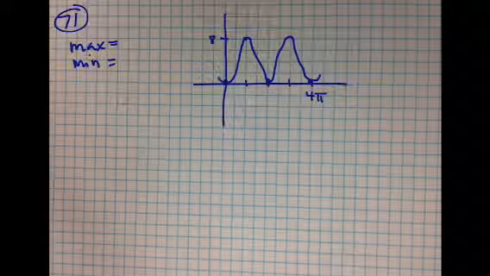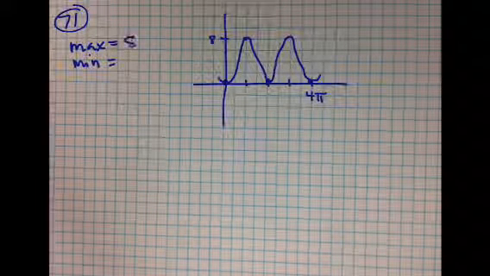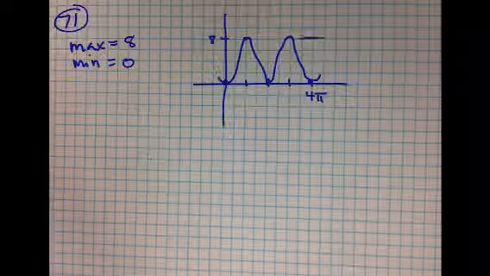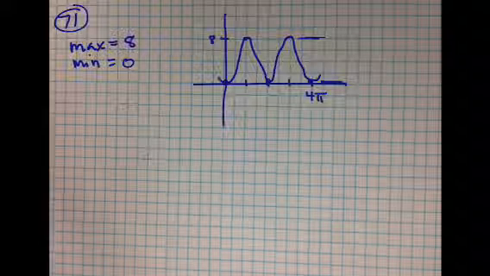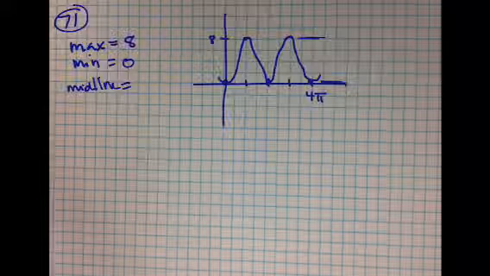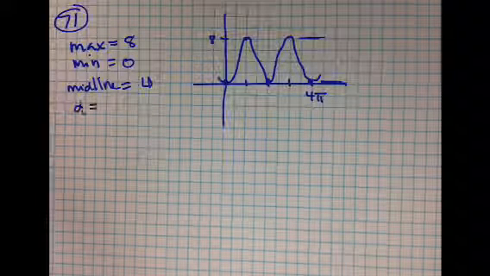Okay, so for number 71, you have the maximum at 8 and the minimum at 0. So the maximum is up here, the minimum right here. So the midline would be at 4. So that means that the D value is 4.